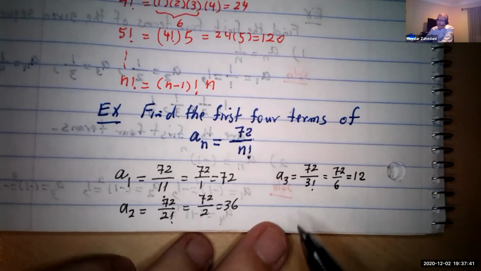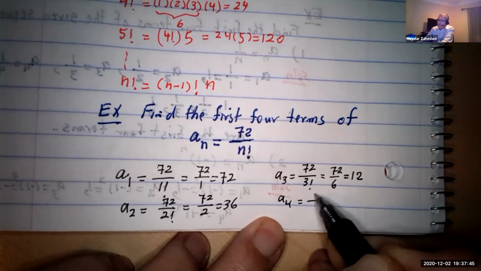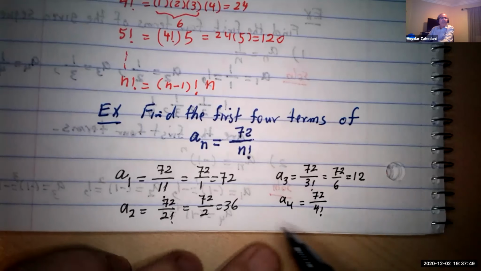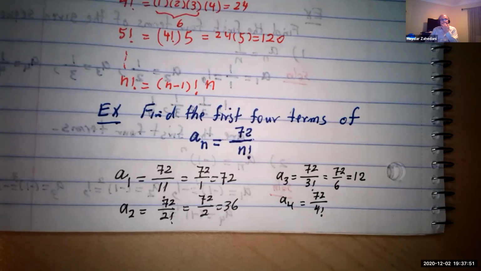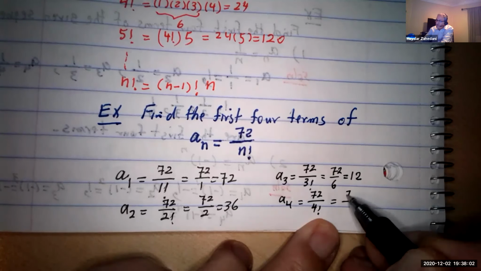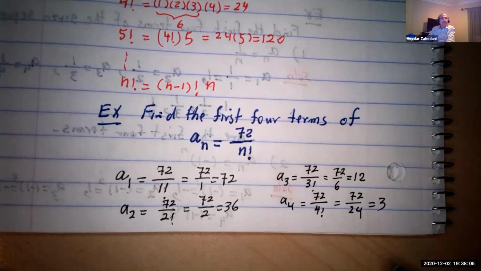And if you want to find a_4, it is going to be 72 over 4 factorial. And you know that 4 factorial is going to be what? 2 times 3, okay, 1, 2, 3, 4. So that gives you 24. So it's going to be 72 over 24, which is equal to 3.